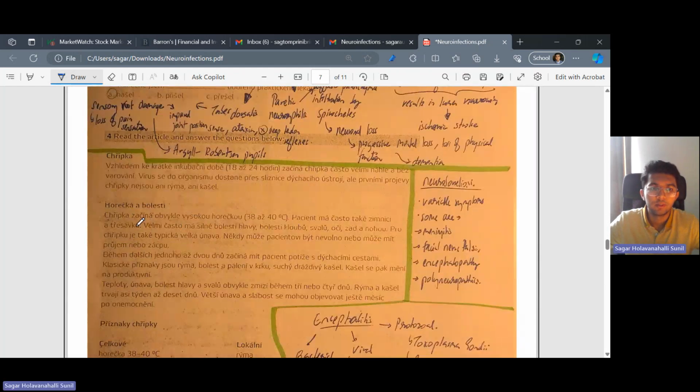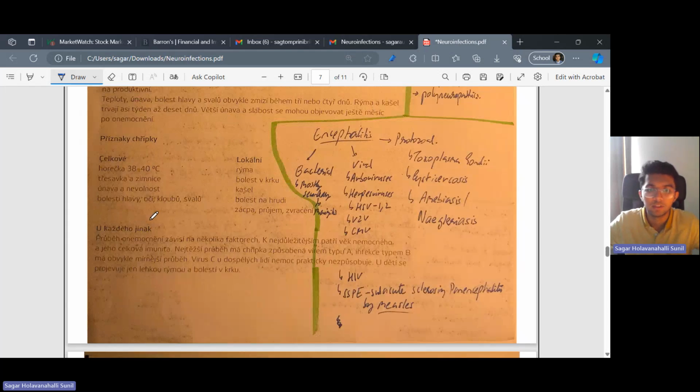Now, please excuse all these parts. This is just my check. I'm reusing papers for making notes.